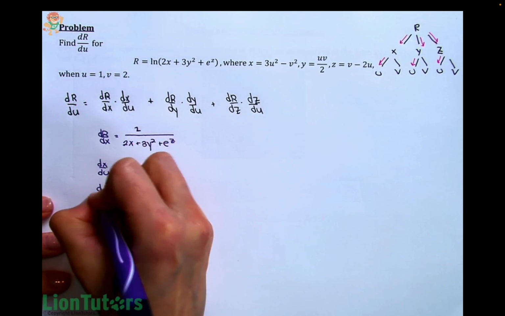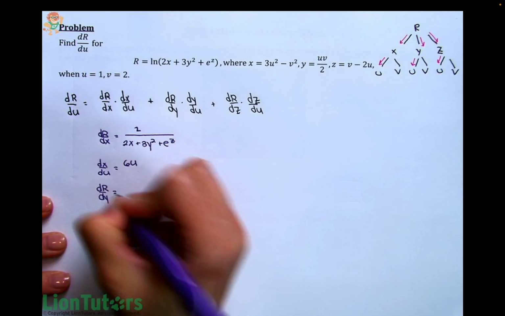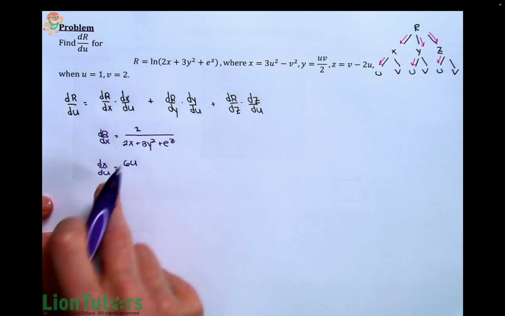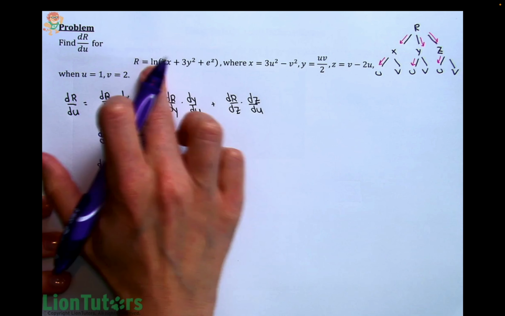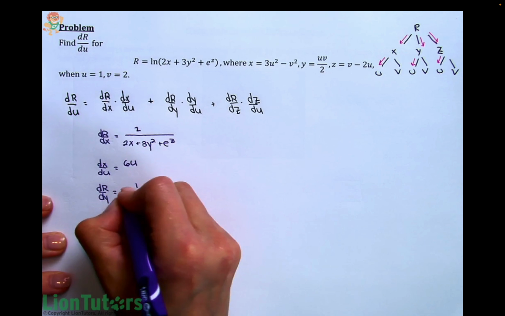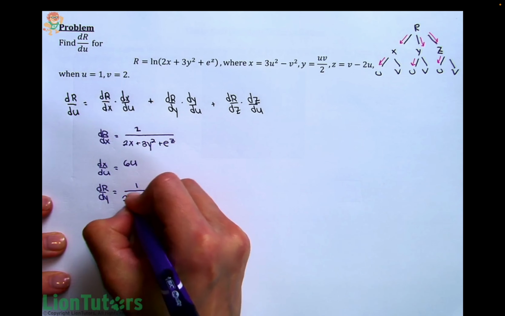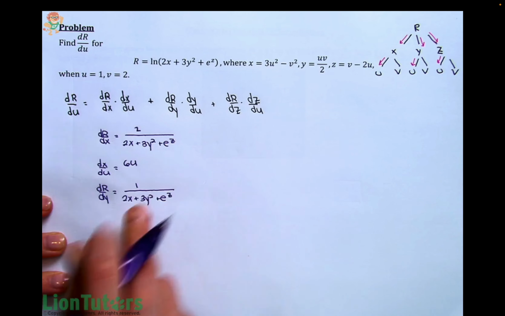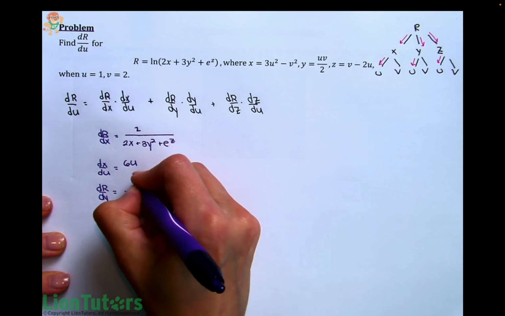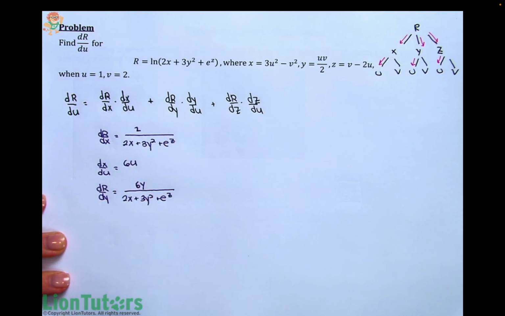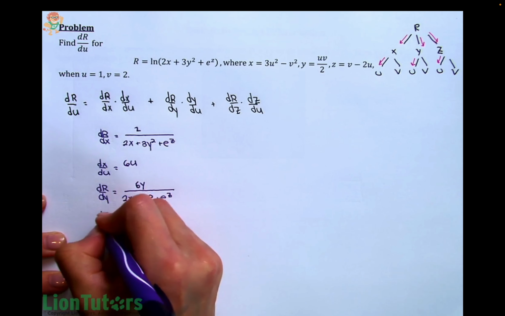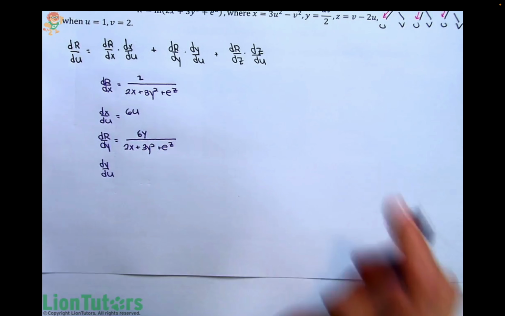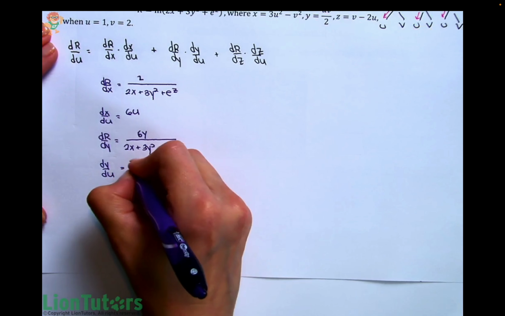Then we're going to do our dr dy. So our dr dy would be, no, sorry. Yeah, our dr dy would be this guy, his derivative with respect to y. So it would be 1 over this inside function times the derivative of 3y squared, which is 6y. Then we're going to do our dy du. So when we do our dy du, that's going to be the derivative of y with respect to u, which is v over 2.